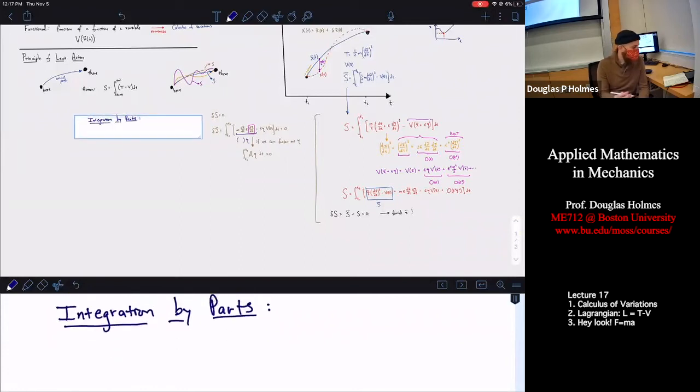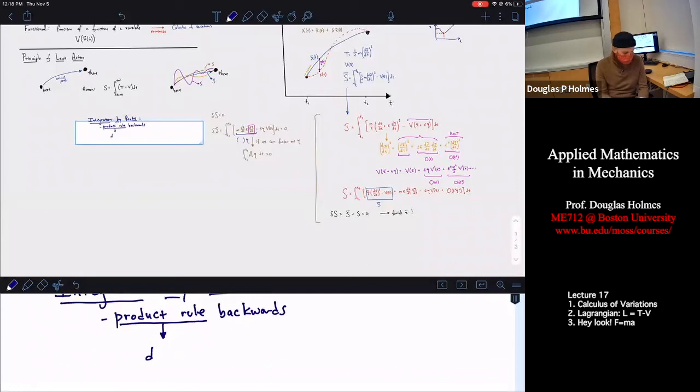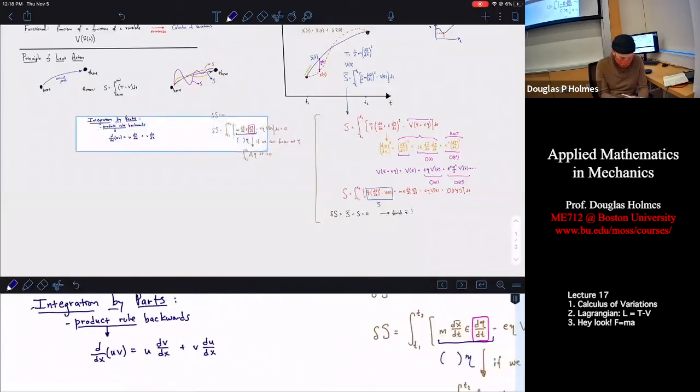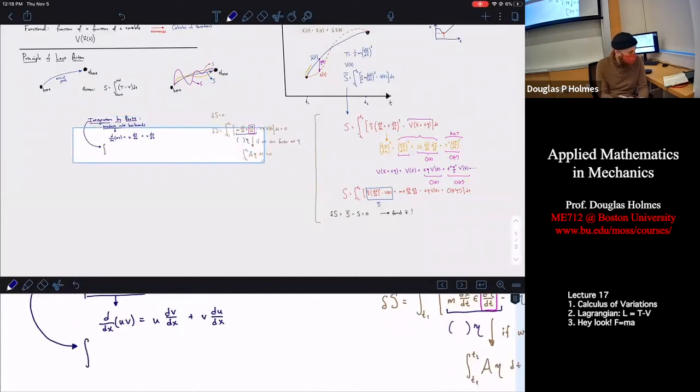Integration by parts, if you've forgotten, is basically the product rule backwards. What's the product rule? The product rule is if I take the derivative, let's say dx by dt of u times v, then I get u dv dx plus v du dx. Integration by parts tells us that the integral of u dv is equal to uv minus the integral of v du.